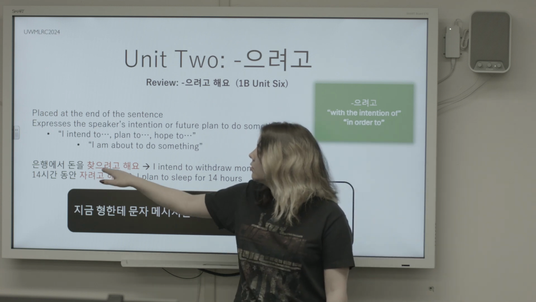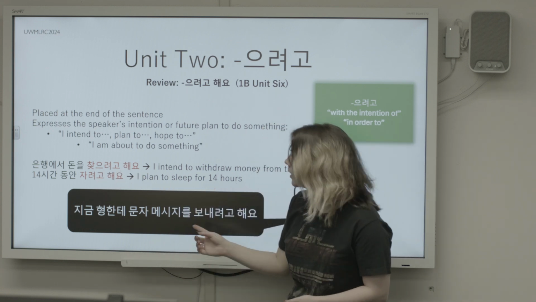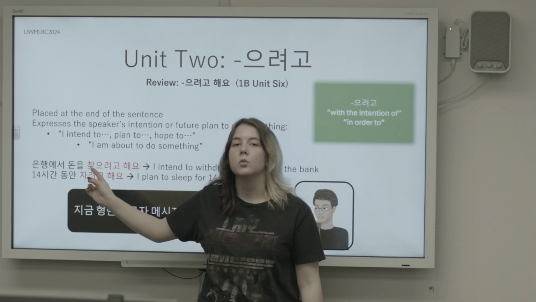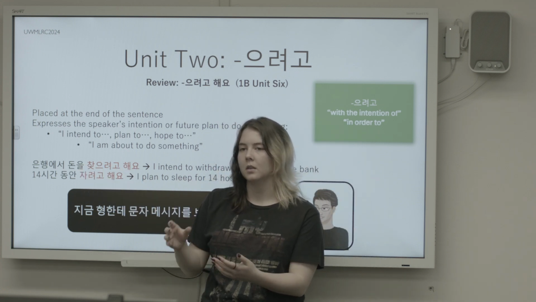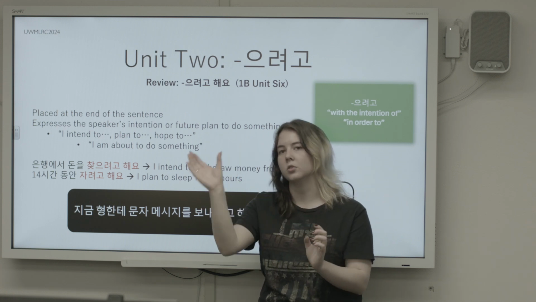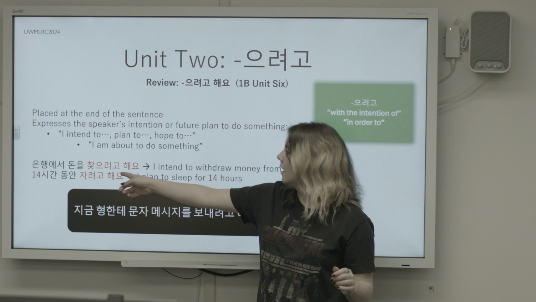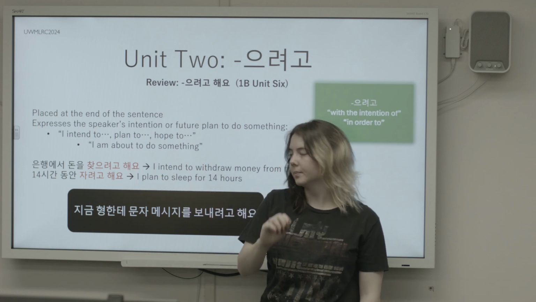은행에서 돈을 찾으려고 해요. I plan to withdraw my money from the bank. However, with 으려고 해요, you can only have one action. Whereas 으려고, you are kind of connecting two actions together. In order to do one thing, I am doing this other thing. Whereas this is just, I have a plan to do one thing.